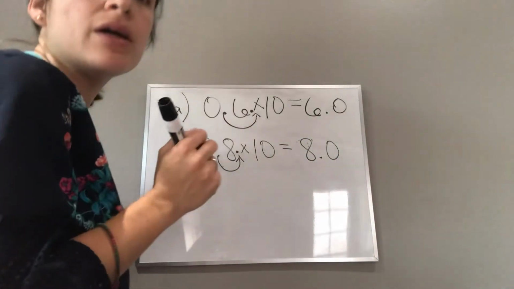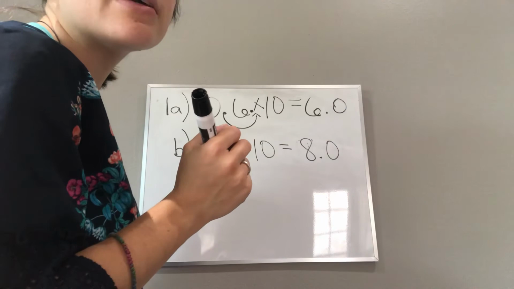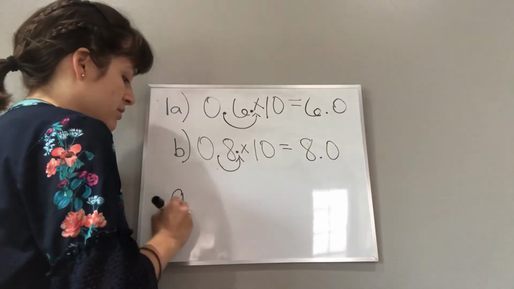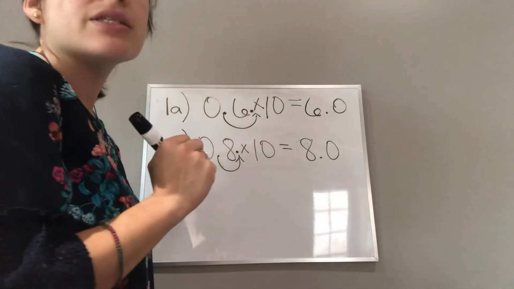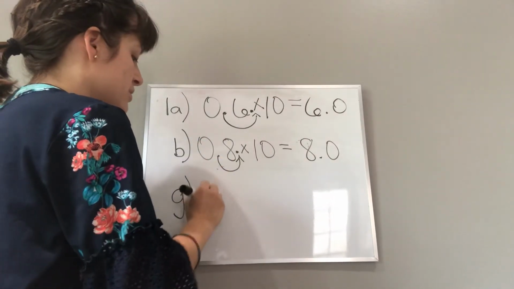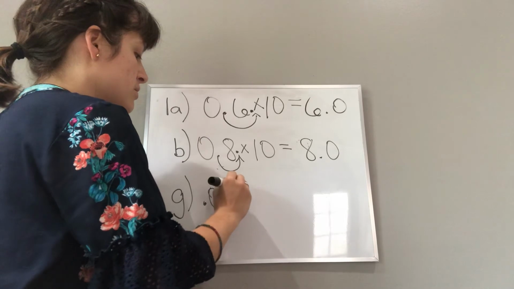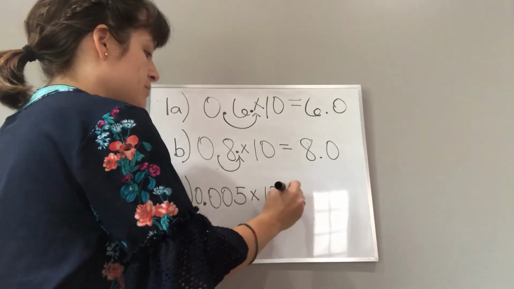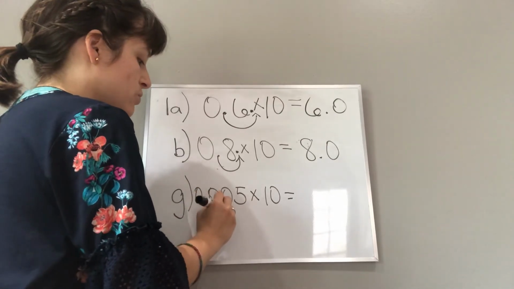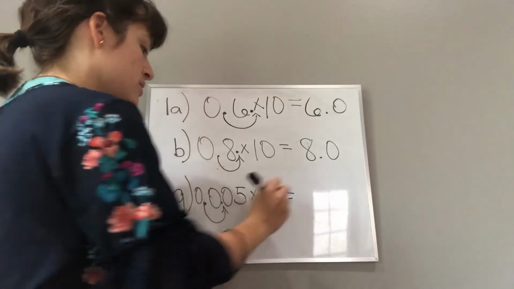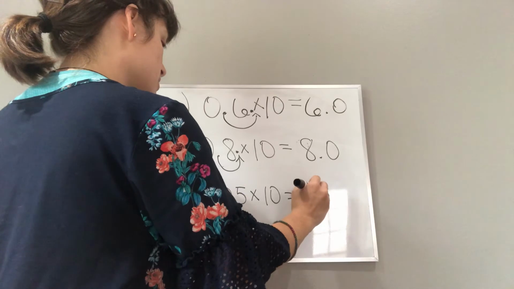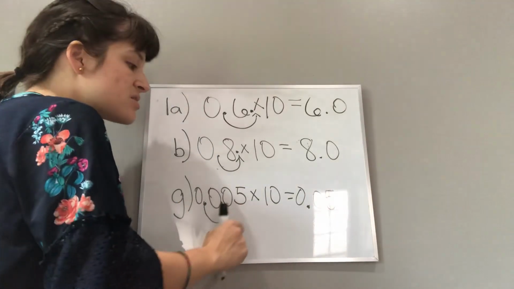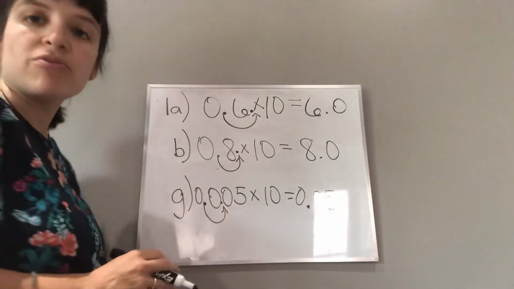Okay. Let's look at 1G. G is 5 hundredths. Multiply it by 10. If I move the decimal place one place value to the right, I get 5 tenths. So 5 hundredths times 10 gives me 5 tenths.